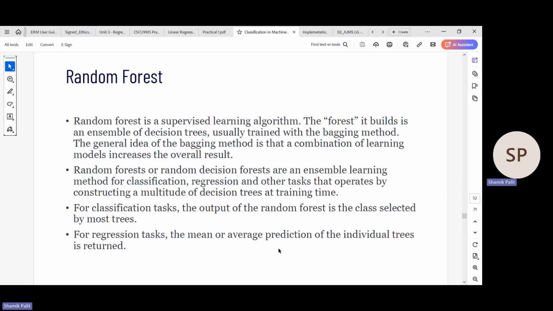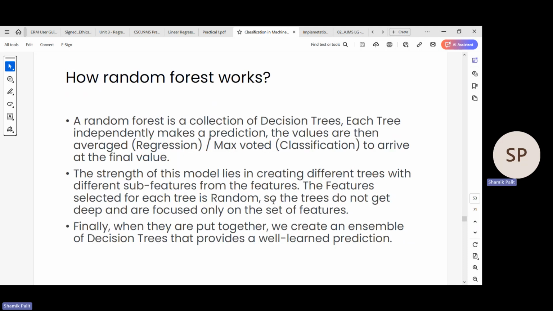If we consider a classification process, then the outcome is the class selected by most of the decision trees. So here a kind of majority voting process is applied to get the classification result. For the regression task, we generally make use of the mean or average prediction of the individual trees. So random forests can be applied for both strategies, classification as well as regression.